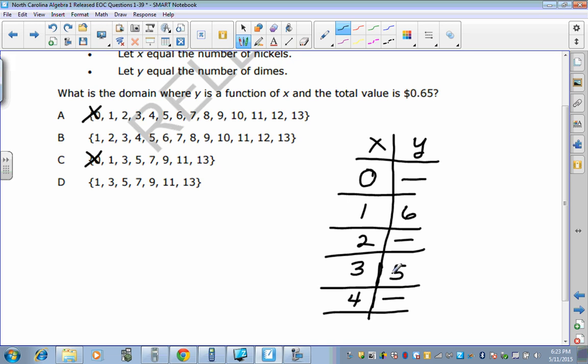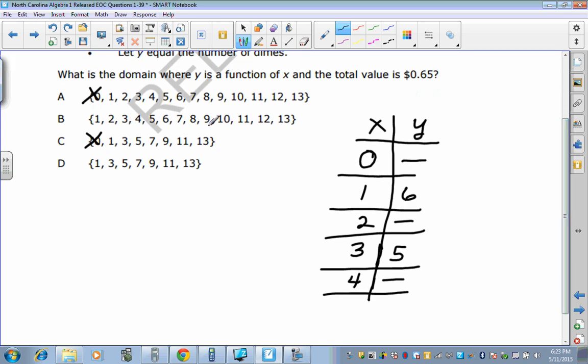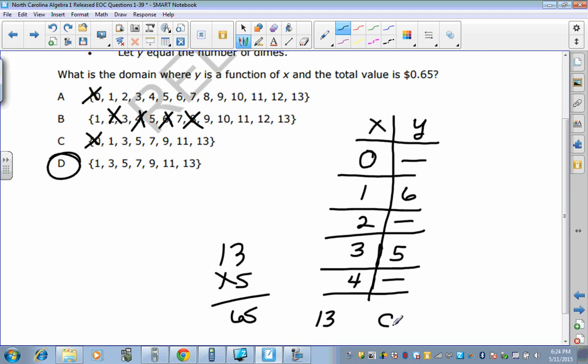I see a pattern. Okay, look at our pattern. It's going to be odd numbers. Okay, we're going to go on up. It can't be those even ones because you can't have an even number of nickels. D is going to be the answer. The final answer would be 13. 13 nickels would make 65 cents. You wouldn't need any dimes. So that would be your domain.